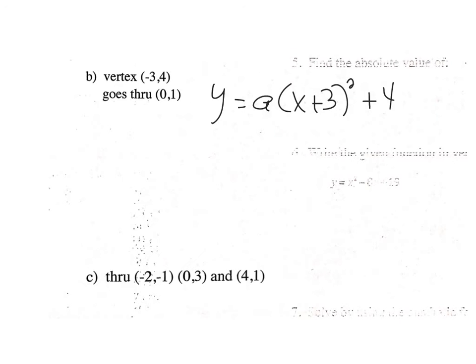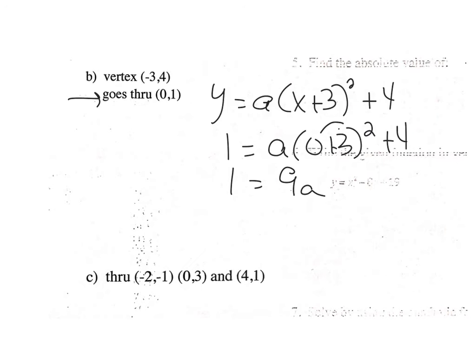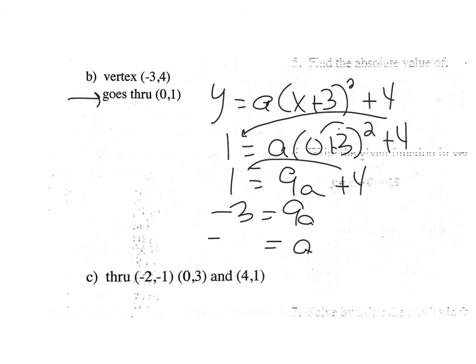Now, you need to find a, so here's the deal. It goes through (0, 1). Why? Because it works. Put the 1 in for the y, put the 0 in for the x, and let's solve it for a. Right here, that's going to be 3 squared, which is 9a. I'm going to go ahead and move the 4 over. Well, I didn't do that yet, so I just leave the 4 here. Now move the 4 over. If I do move the 4 over, that side becomes negative 3. This is 9a. If you divide, you get negative 3 ninths, which is really negative 1/3.